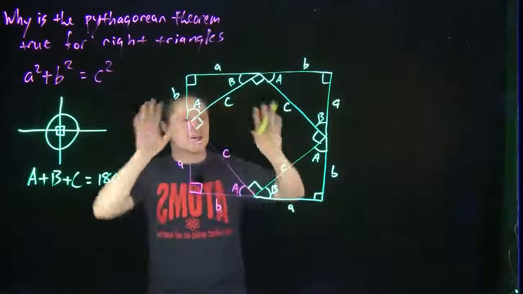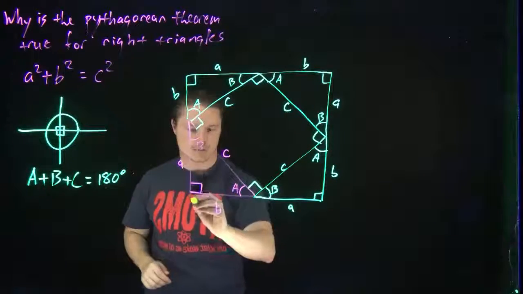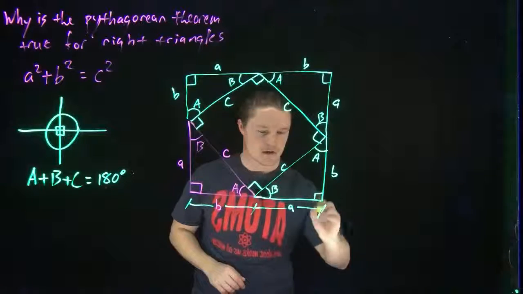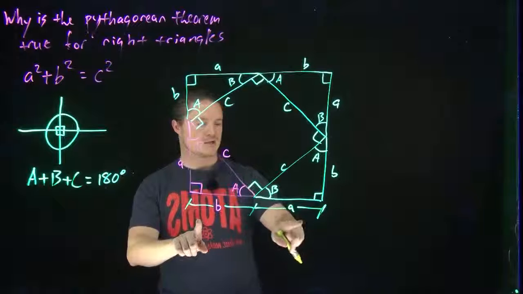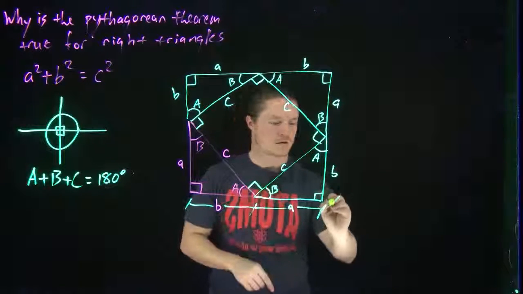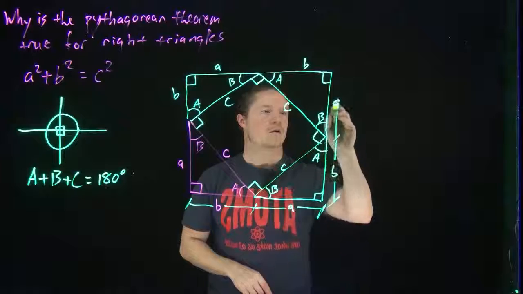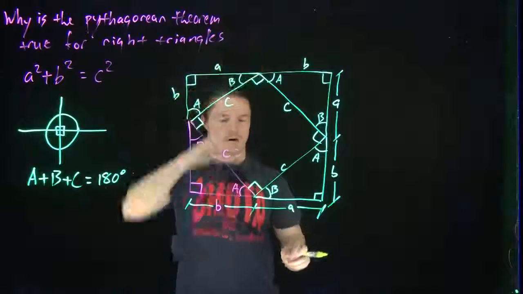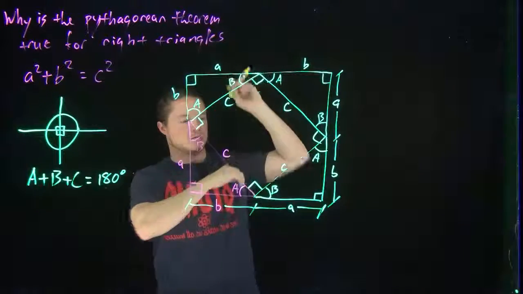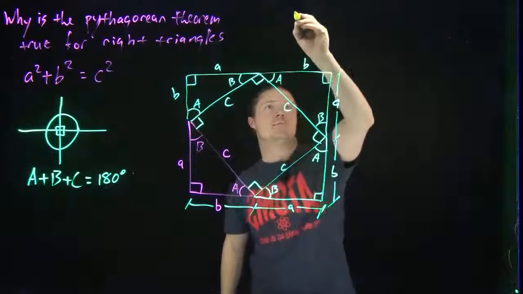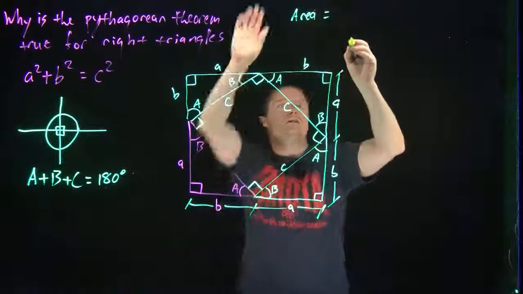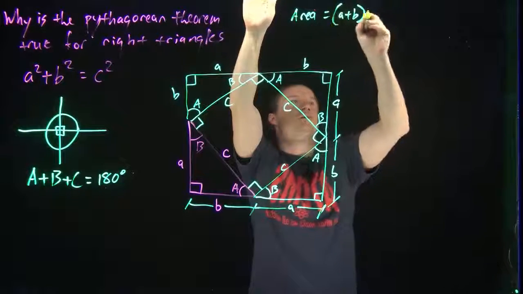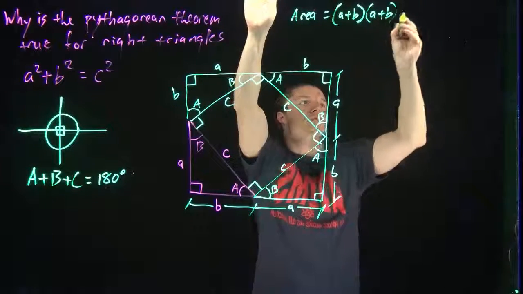Now, what is the area of this square? Think about it. What is the area of this square? Here we could write it as b plus a times b plus a. Here's the length, here's the width of the square. Width times length gives us the area. So the area is equal to a plus b times a plus b.